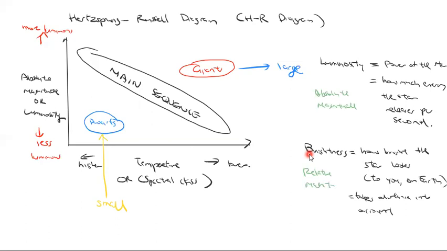I don't think I tested on relative magnitude much in your course, but basically magnitude is a log scale that represents luminosity in the absolute case, and brightness in the relative case. It's just a log scale of those things. That's why it's not really any different.